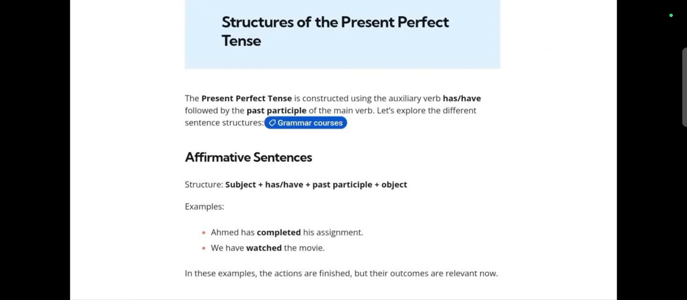And let's go deeper into the structure of the present perfect tense. As we have studied the introduction, now just focus on the examples given. Ahmed has completed his assignment. We have watched the movie. In these examples, the actions are finished, but their outcomes are relevant now.